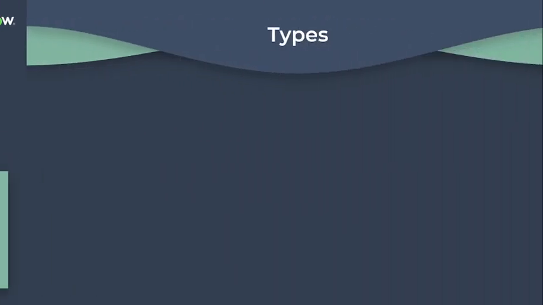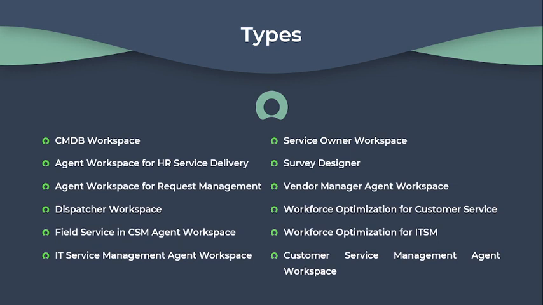Then types. All workspaces enable agents to find issues, solve them, and communicate the solution to the requester. Each workspace is tailored to the kind of issue that the agents work on.